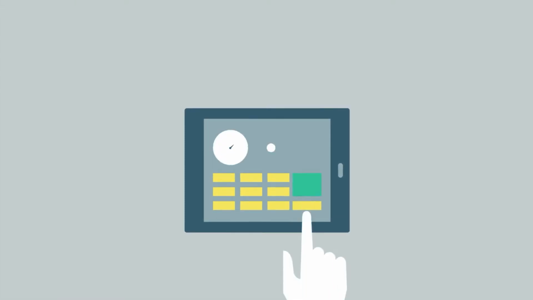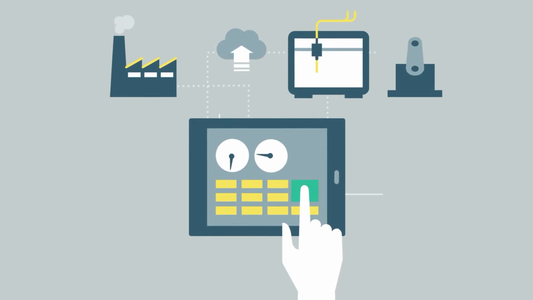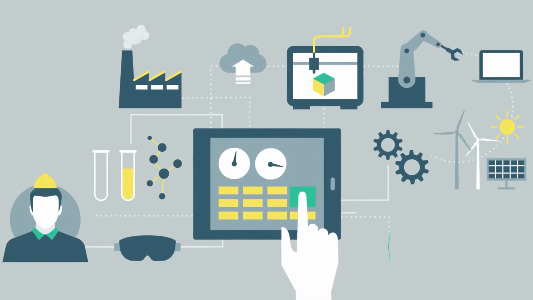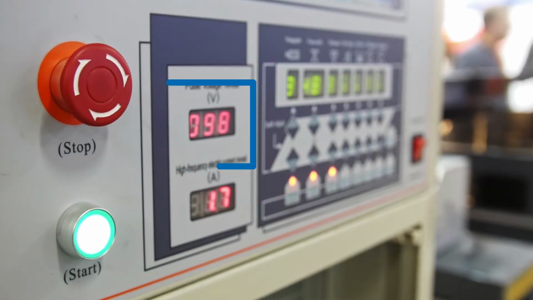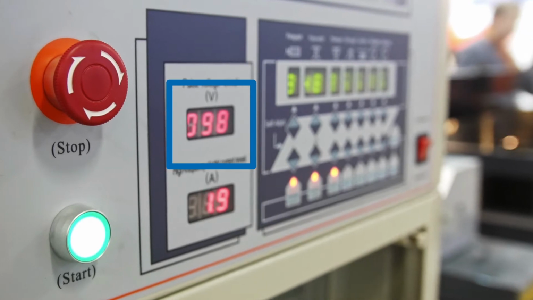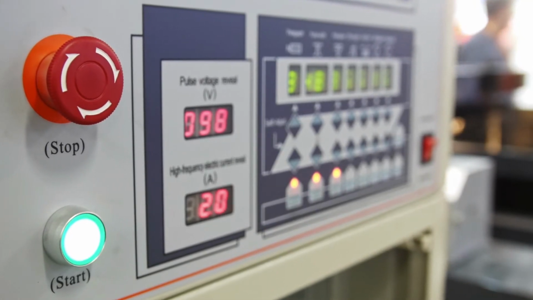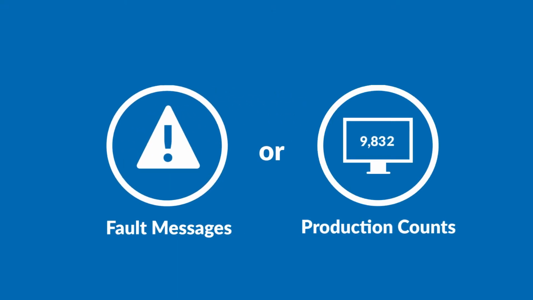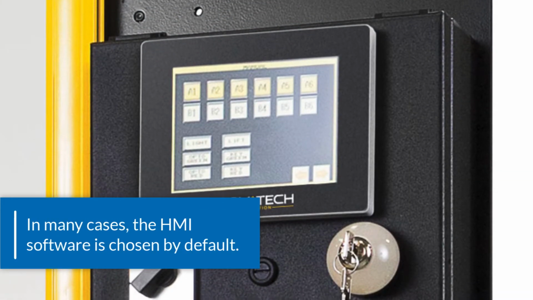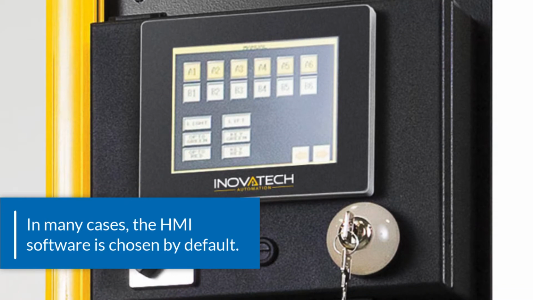The definition of human-machine interface, HMI, is wide-ranging. Certainly anything with a graphical display that an operator can interact with can be called an HMI. Even a one-line alphanumeric display can be an HMI and can display operator-selected information such as fault messages or production counts. In many cases, when the HMI is specified, the HMI software is chosen by default. It comes with the hardware.